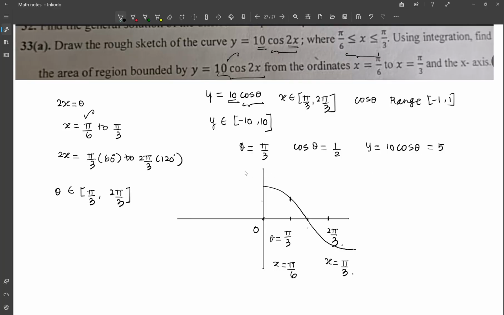So when theta is 2 pi by 3, which is in the second quadrant, cos has to be negative. It will be negative half. Y is equal to 10 times of minus half, so that would be -5. So here the value would be 5. It is not 10, it is actually 5. The maximum value would be 10. Here it would be -5. So we require only this part. So we have to mark it here, from here to here.